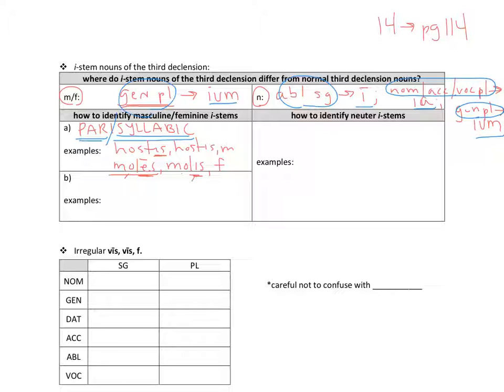So this is also going to be I stem. And so remember, with your masculine and feminine, all this means is that your genitive plural is going to be IUM instead of UM.